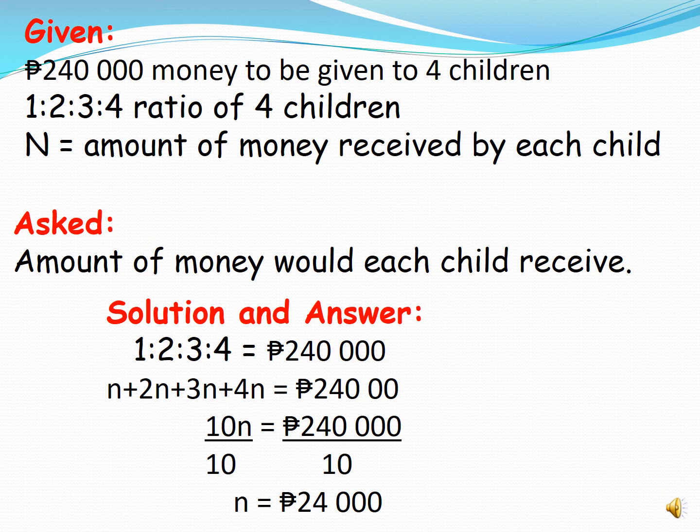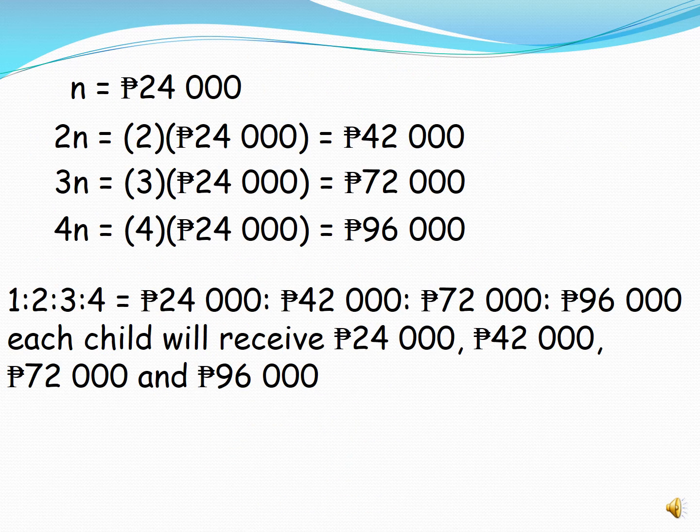1:2:3:4 is equal to 240,000 pesos. So n plus 2n plus 3n plus 4n is equal to 240,000 pesos. So 10n is equal to 240,000 pesos. Divide by 10 both sides. So 10n divided by 10 is equal to n. 240,000 pesos divided by 10 is equal to 24,000 pesos. So n is equal to 24,000 pesos. 2n is equal to 2 times 24,000 pesos is equal to 48,000 pesos.